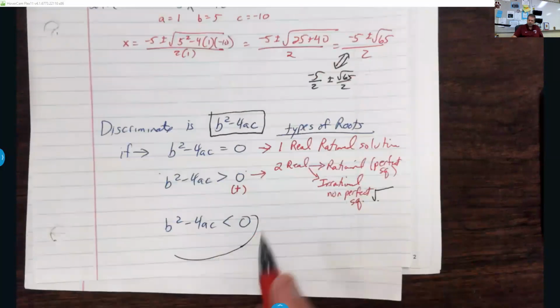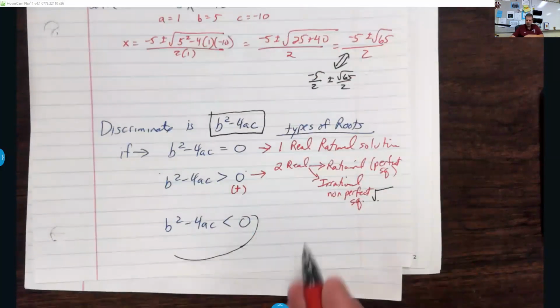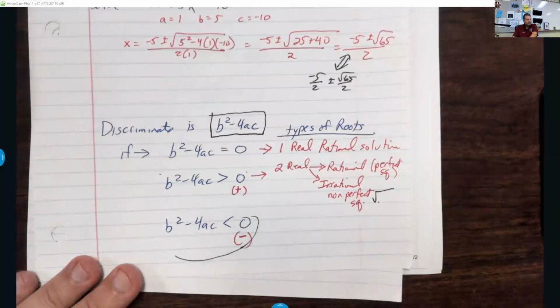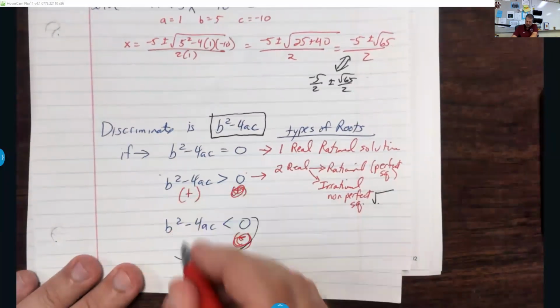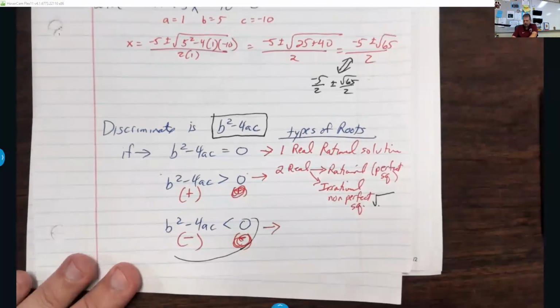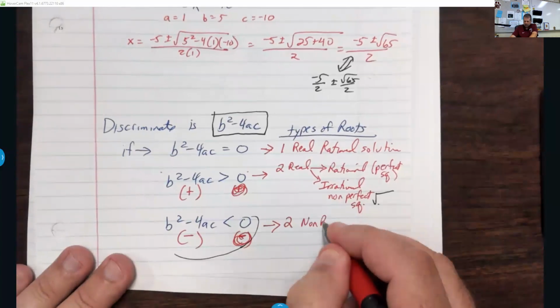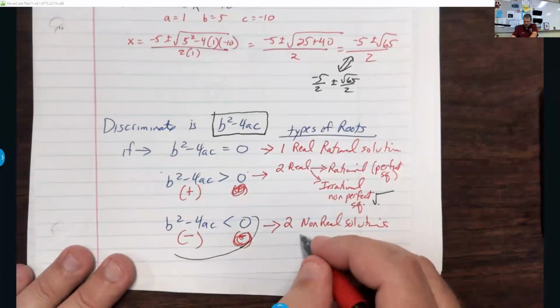And then the last one, sorry about the mark here, the last one is, what if this number is less than 0 or negative? Whoops, sorry. This should be positive here. The positive value here, or a negative value, which is less than 0, correct? So if it's negative, you're going to get 2 non-real solutions, which happen to be imaginary.